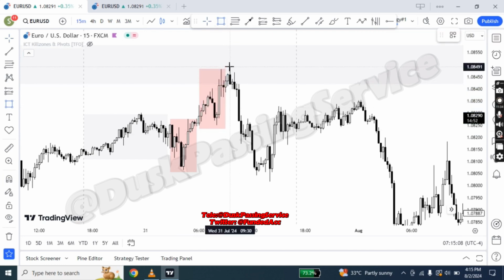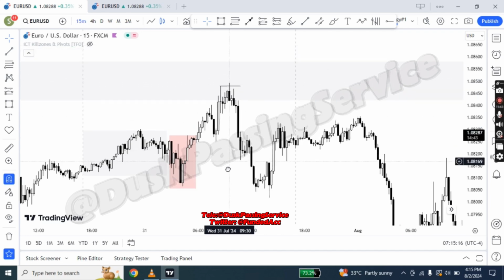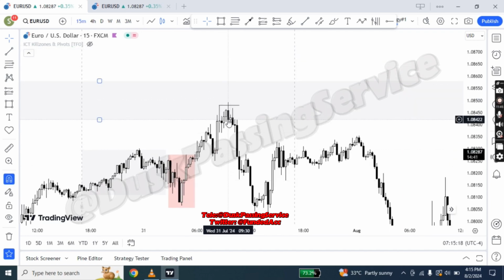Now right here, you can see that this CRT high was purged during the 9:30 opening time, which means we had turtle soup during that time, right? Now there are different ways.